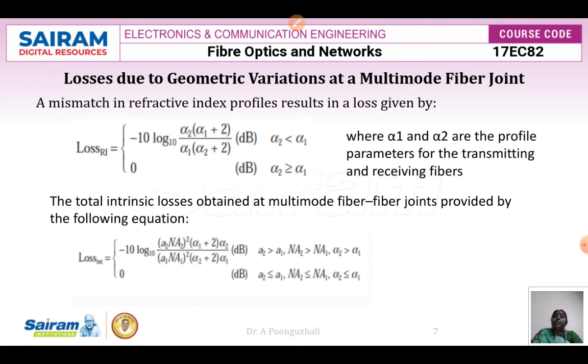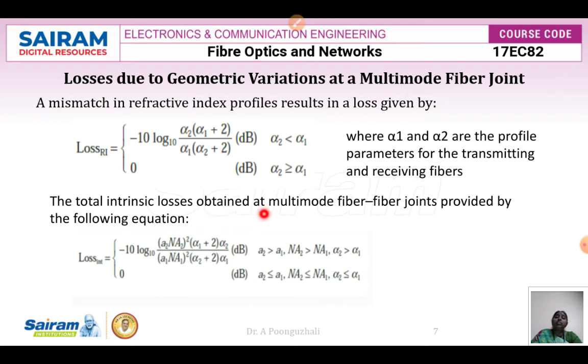Next is a mismatch in the refractive index profile, which we will take as loss of Ri. Loss of Ri is going to be minus 10 log to the base 10 of (alpha 2 into (alpha 1 plus 2)) by (alpha 1 into (alpha 2 plus 2)) in decibels, where alpha 2 is less than alpha 1. Here alpha 1 and alpha 2 are the profile parameters of your transmitting and the receiving fibers.